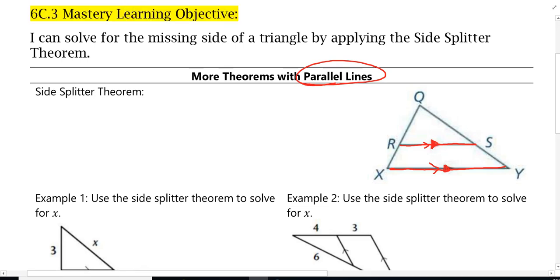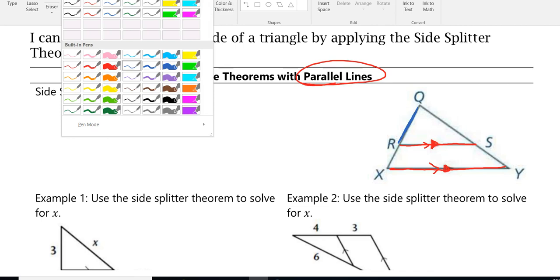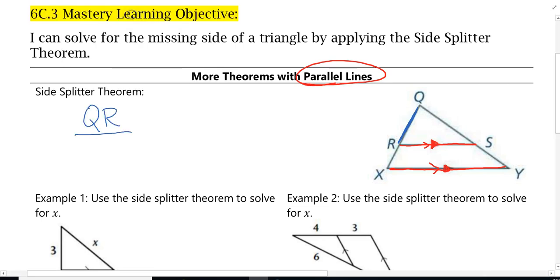If you see those symbols there, what that's going to tell you is that this side, from Q to R, is proportional to the section of that bigger triangle. So I'm going to color code a little bit more than usual, so this way you can see exactly what sides I'm looking at.